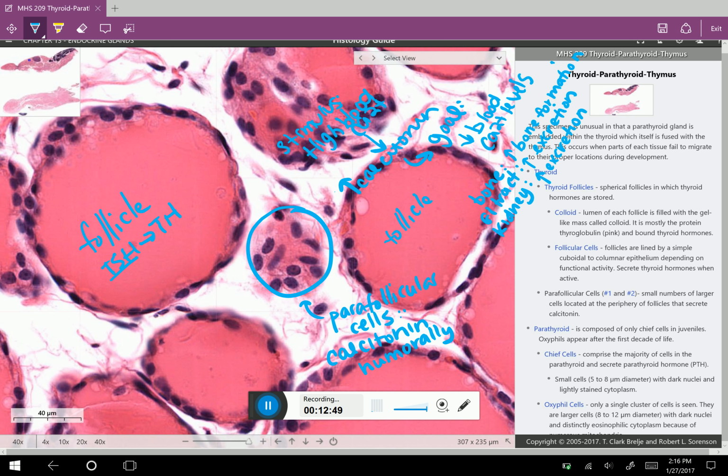And all this happens because of these cells. So this follicle is making thyroid hormone. This follicle is making thyroid hormone. And in between these cells are the parafollicular cells making calcitonin.